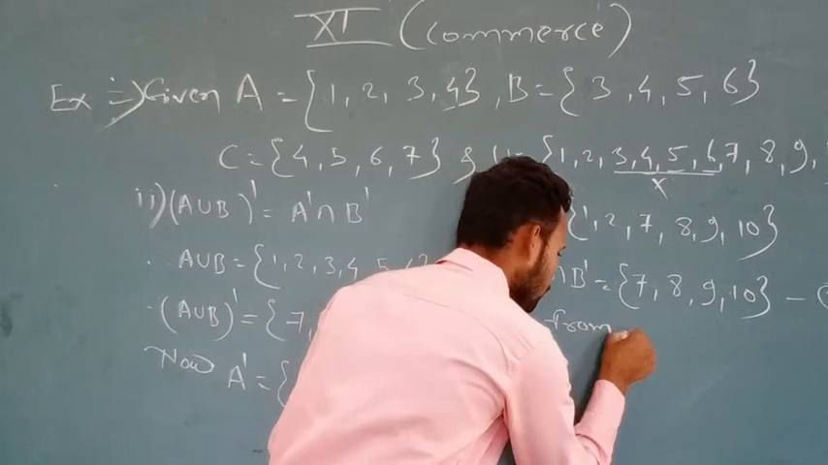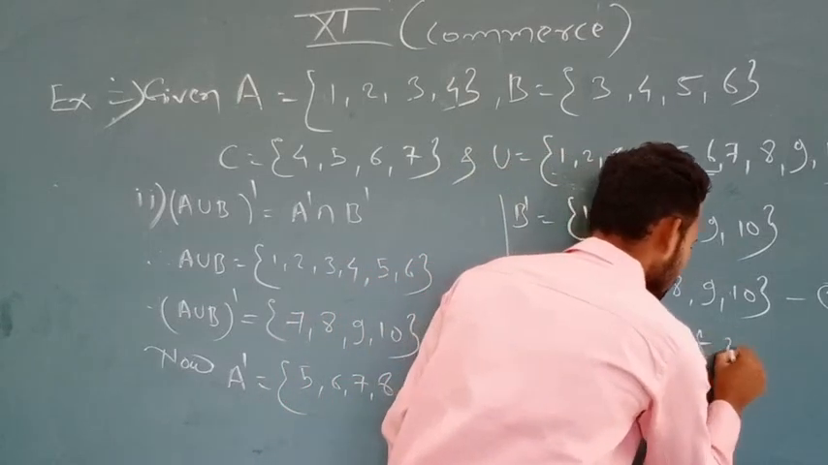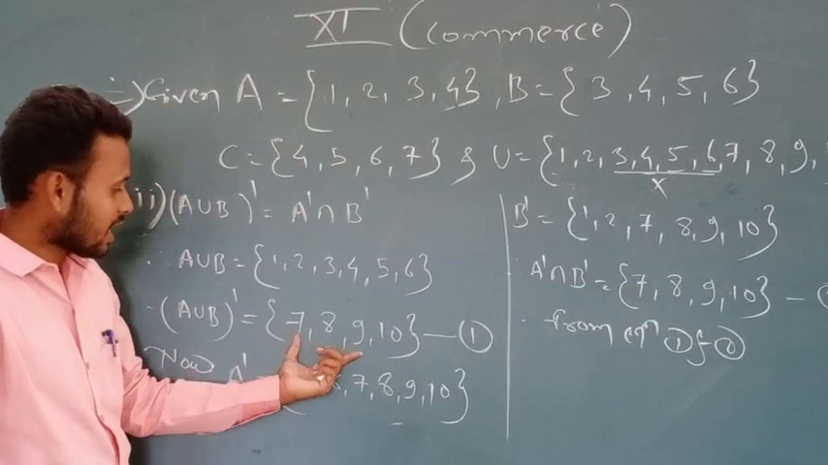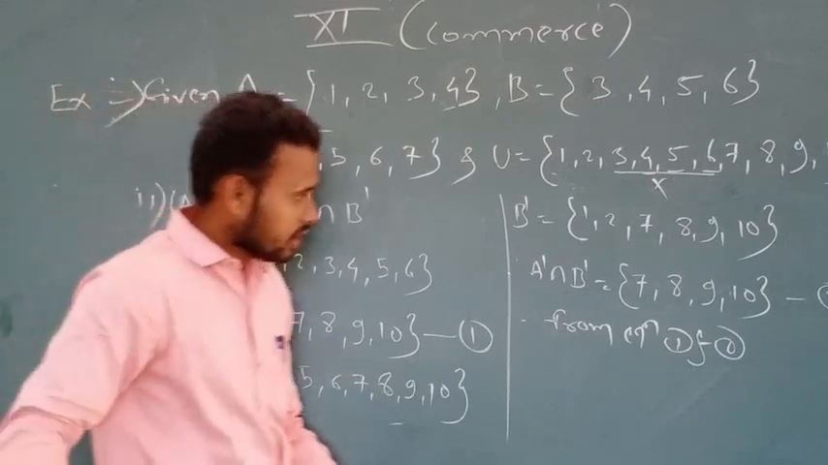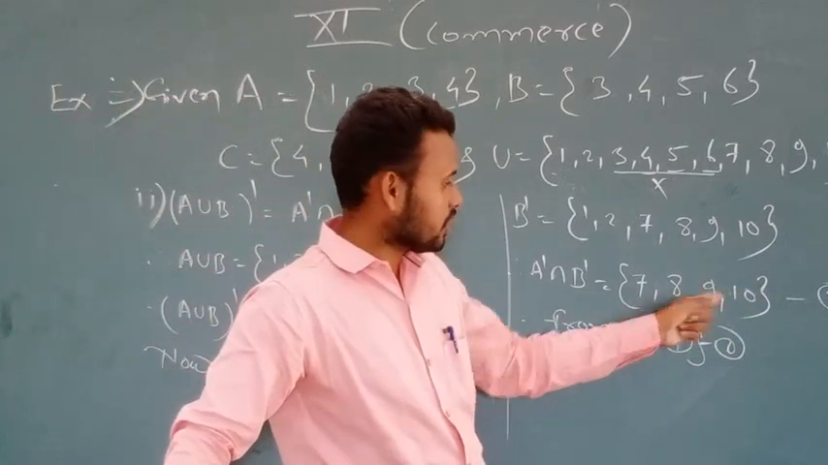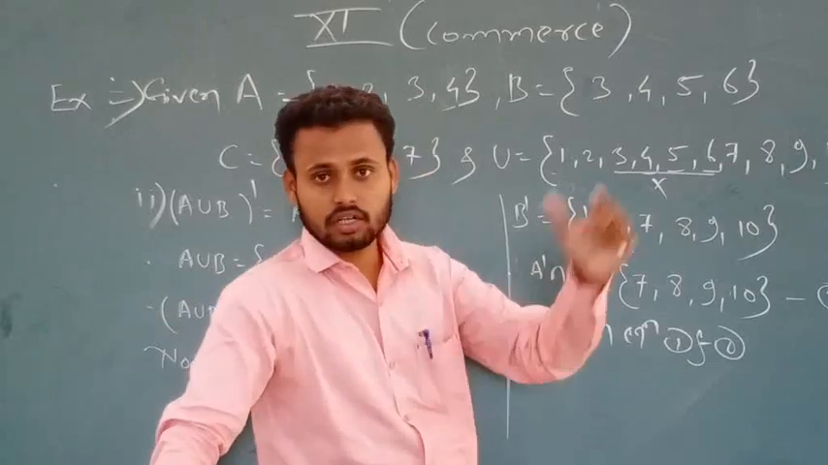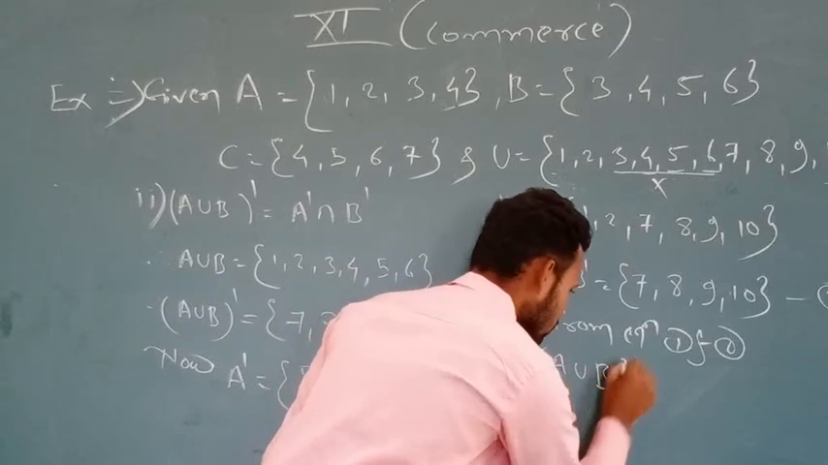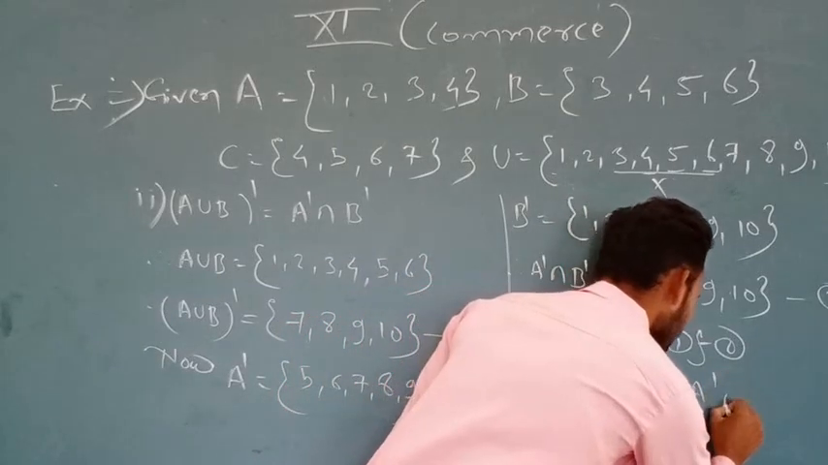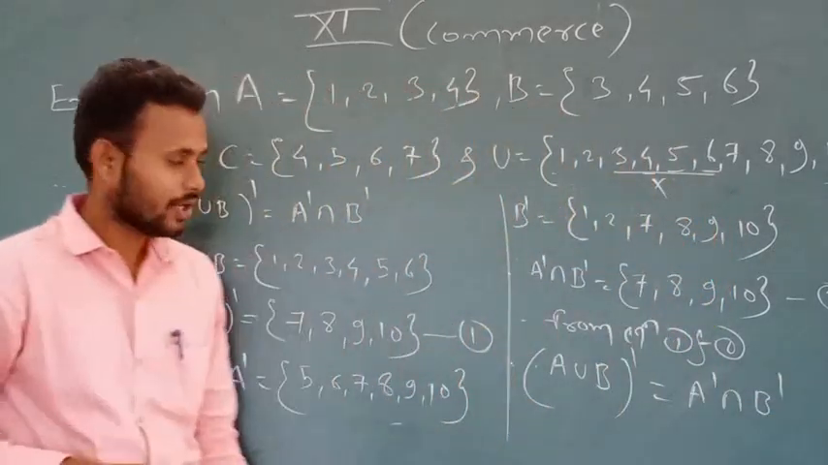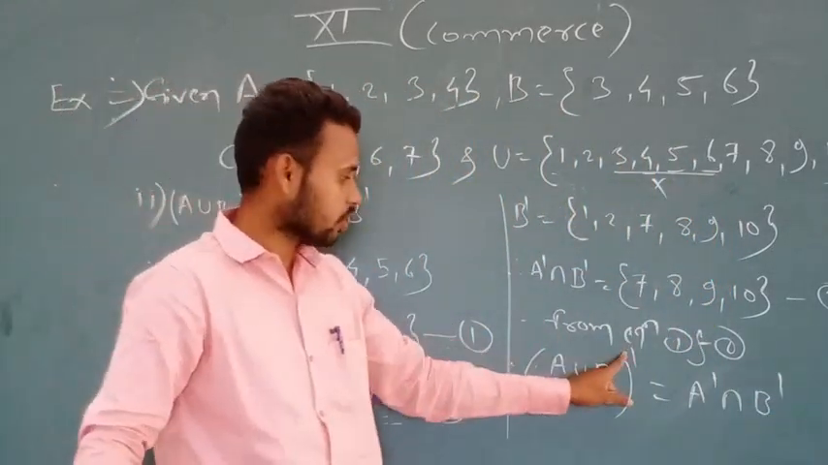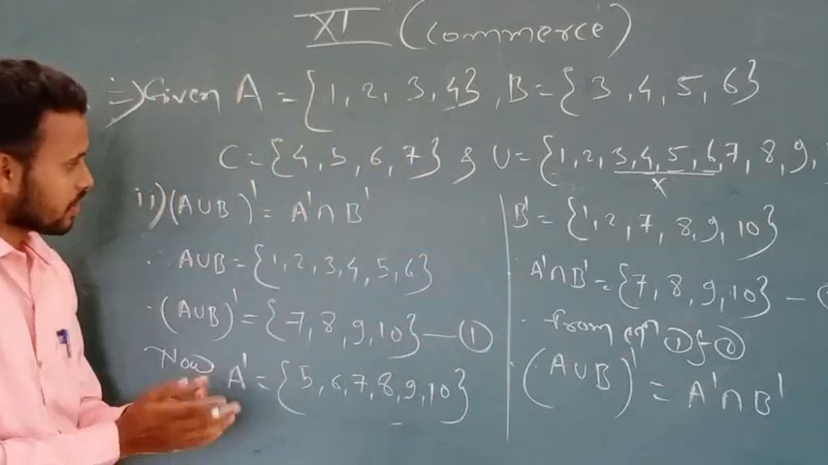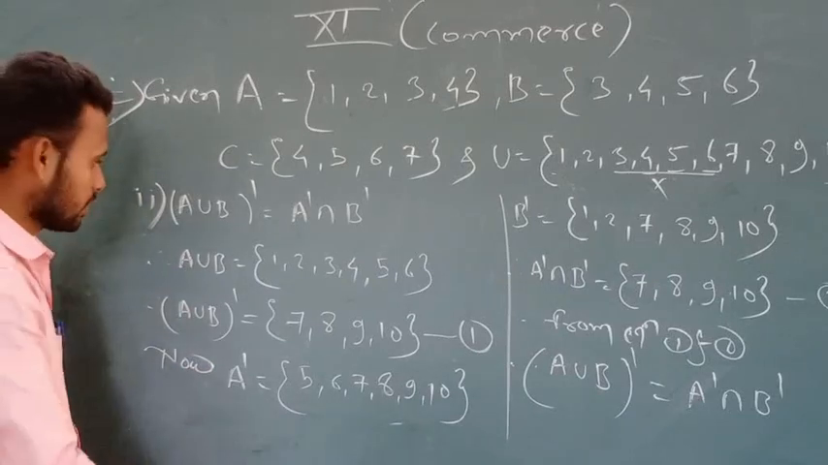From equation 1 and 2, we observe that the RHS of equation number 1 contains the elements 7, 8, 9, 10. Equation second, right hand side, also contains elements 7, 8, 9, 10. The RHS of these two equations are the same, therefore we say that the LHS is also the same. Therefore, (A union B) complement is equal to A complement intersection B complement. We verify the property (A union B) complement equals A complement intersection B complement, which is the required property. Now take the next property.